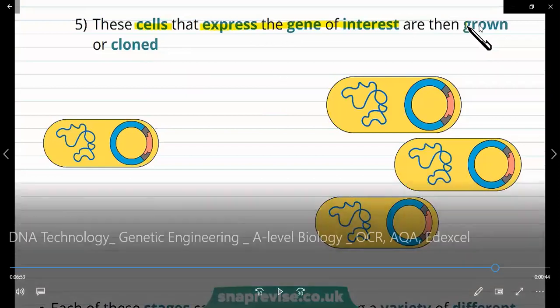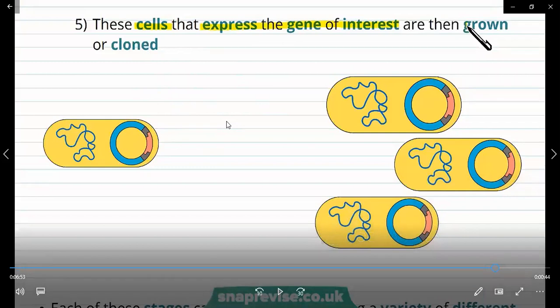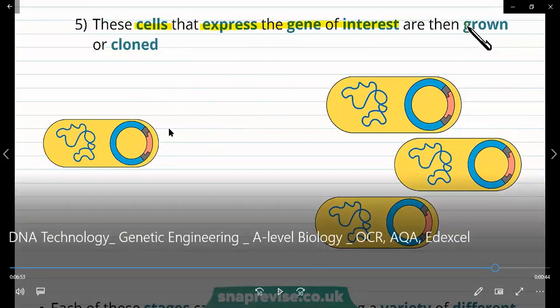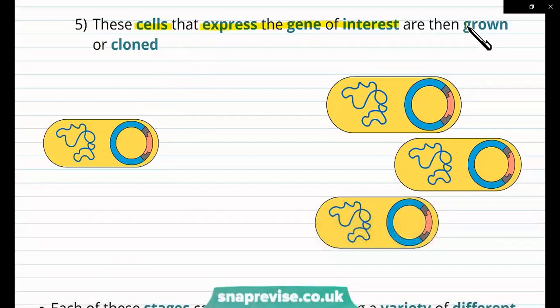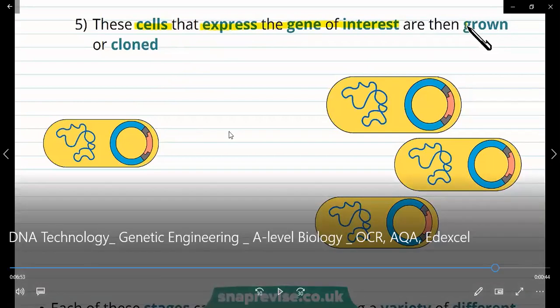Once you have identified the ones that have taken up your gene of interest, then you will allow these to multiply rapidly. Bacteria multiply rapidly. They double their population literally every 30 minutes. So you can start off with one bacteria and in a day you'll end up with millions of bacteria. And remember that bacteria reproduce by mitosis, so the daughter cells are going to be exact copies of the parent.